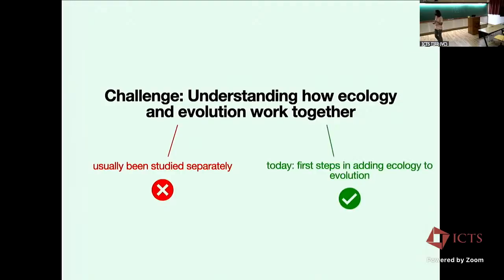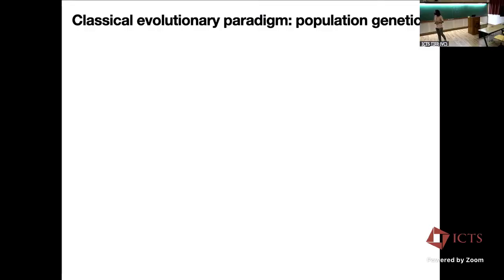And so today, what I'm going to try and show you is our first steps in adding ecology to evolution. To do that, I need to tell you a little bit about the classical evolutionary paradigm. One of these paradigms is called population genetics. And one classic question that you often ask in this is that you have a population of many different individuals, which are all the same for now, which I'll call wild type or WT. And at some point arises a mutant in this population.